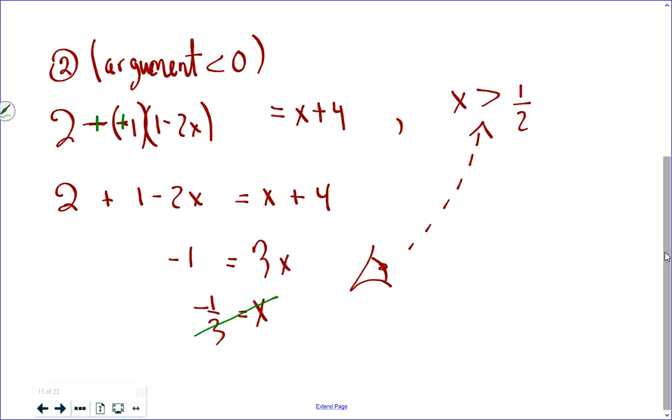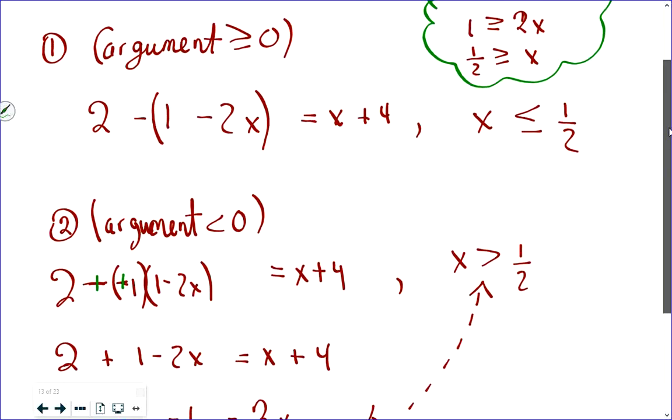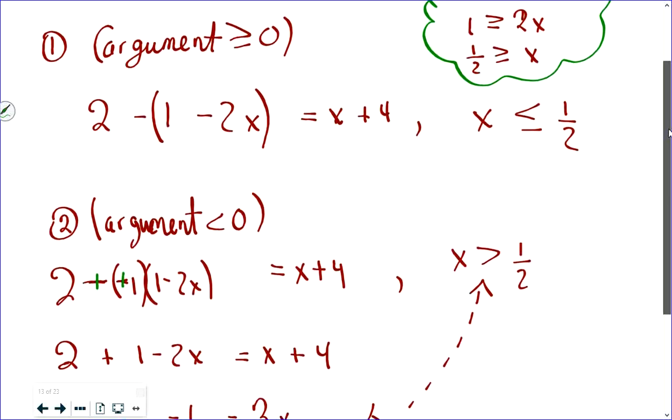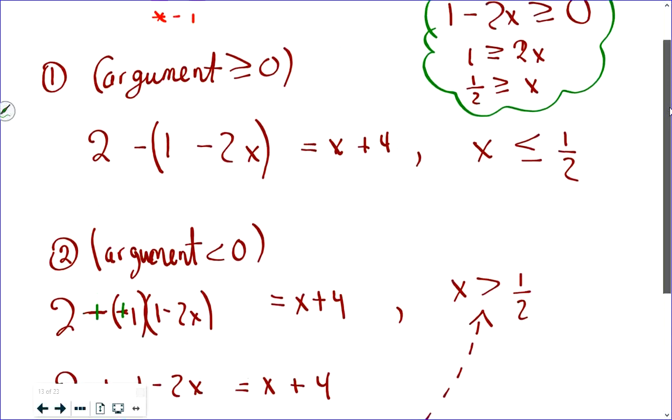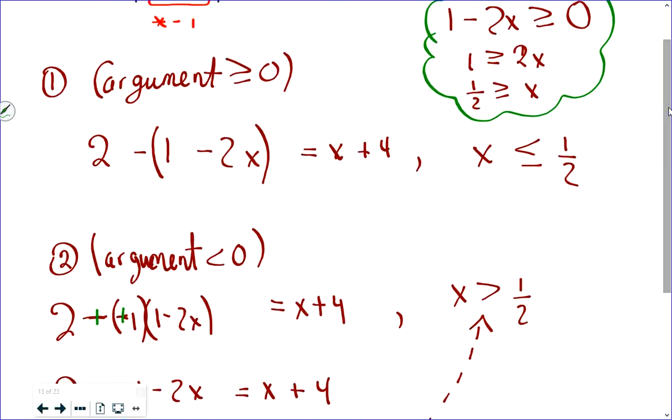Good. Did we check the other one? Oh, we never actually solved the other one, did we? I got so caught up in equation 2 that we didn't solve equation 1. That's okay. When I multiply that negative 1 outside, I get 2 minus 1 plus 2x equals x plus 4. I'm going to have to cram this in. I'll do it this way. I subtract x from both sides to get x. 2 minus 1 is 1. 4 minus 1 is 3.